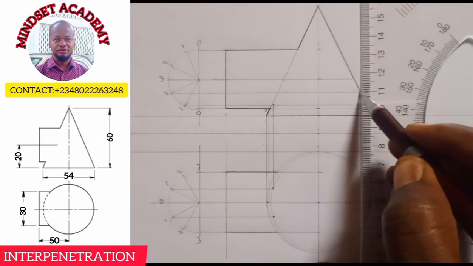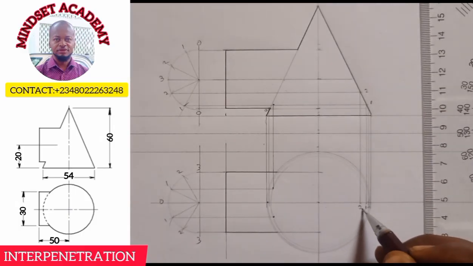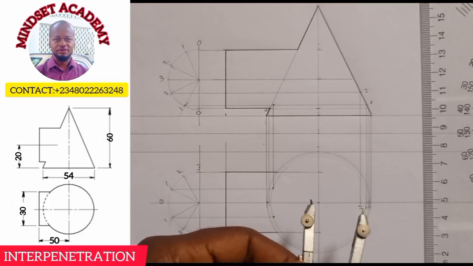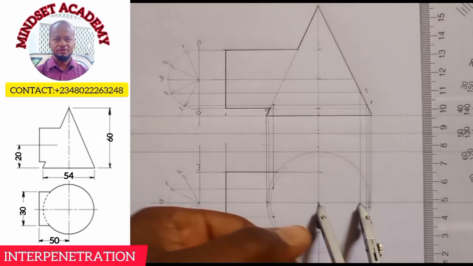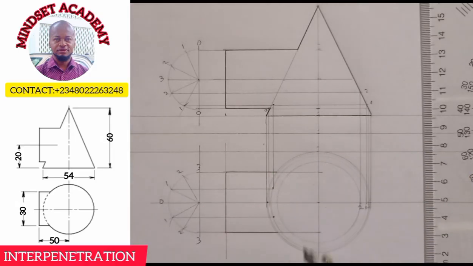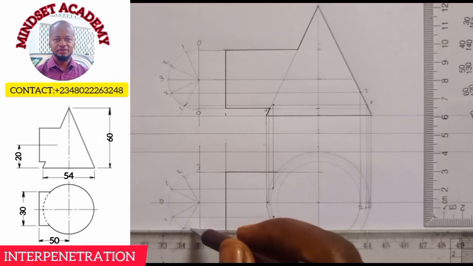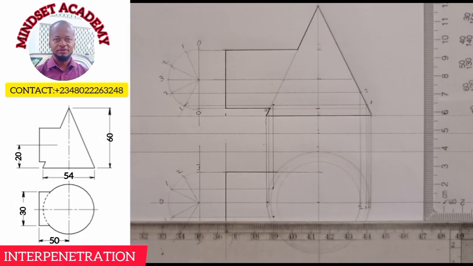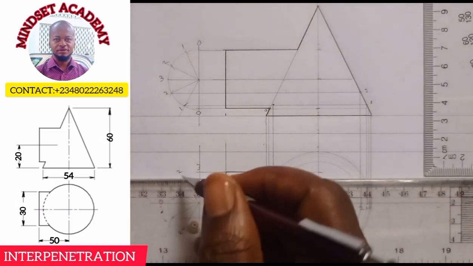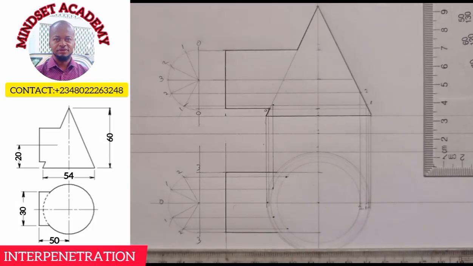So 2 is coming down to meet this line. That is my line 2. If I place it at the center point here, I'll draw a circle, my circle 2. Then I'll project point 2 to touch circle 2 to give us a point. Then from 2 also, we touch circle 2 to give us another point. Hope you can see that.